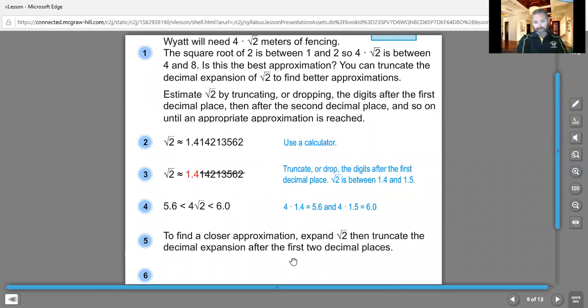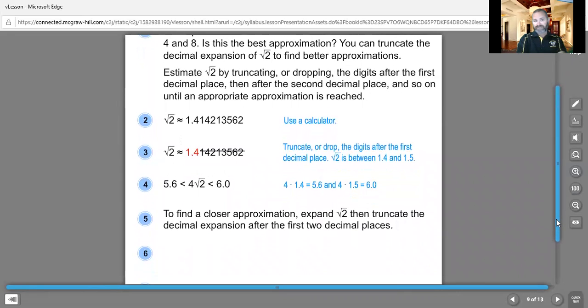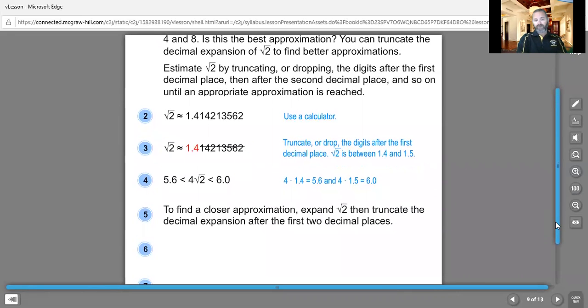To find a closer approximation, you can expand the square root of 2, then truncate the decimal expansion after the first 2 decimal places, or even after the first 3 decimal places. The more decimal places you have to work with, the more accurate your answer is. So the square root of 2, if we want to add another decimal place, is about 1.41.